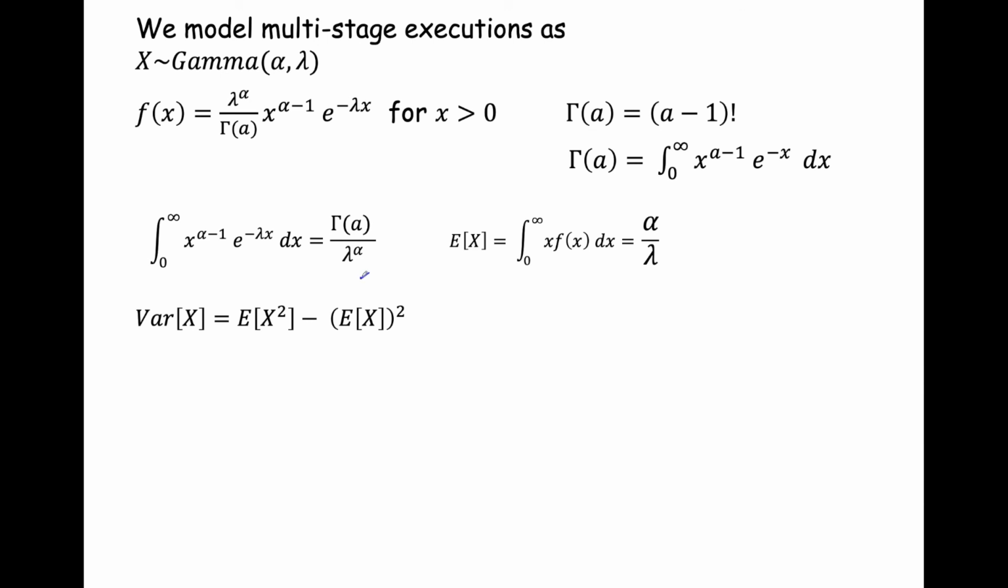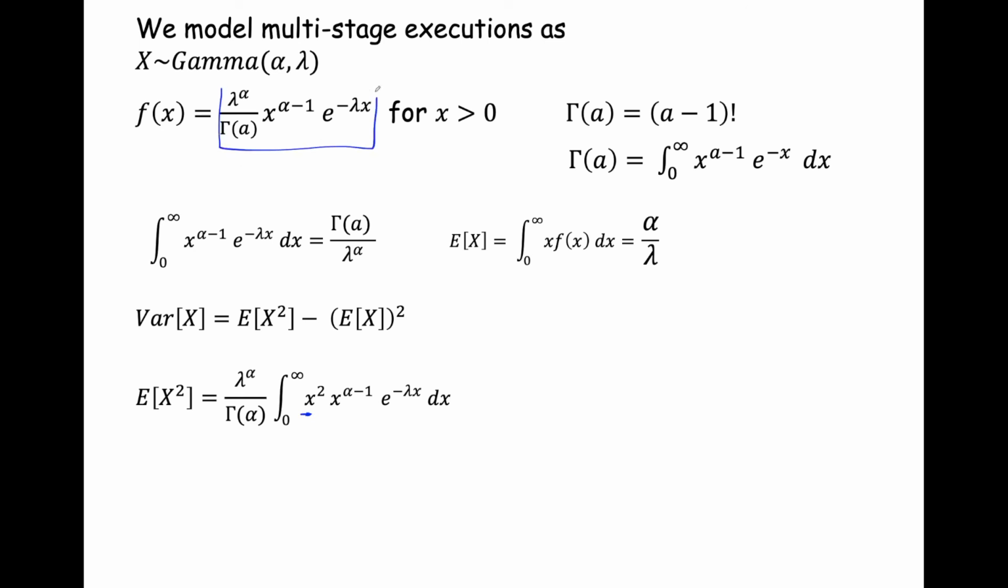That's just alpha over lambda. So E[X] squared is alpha squared over lambda squared. Now what remains is to compute E[X squared]. Okay, so let's plug in for E[X squared]. That's just x squared, so there's our x squared, and we multiply by the density function.